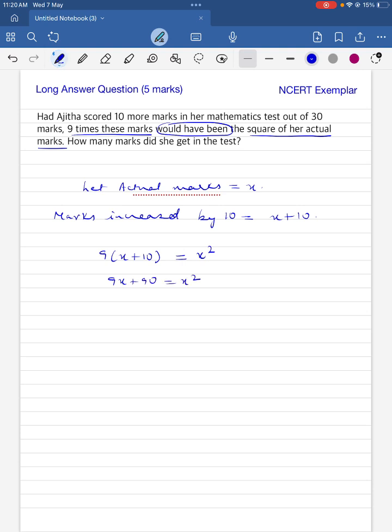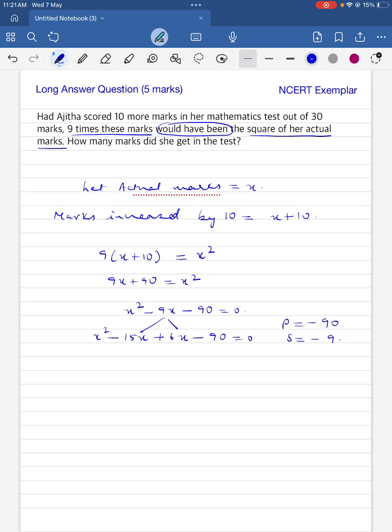Let me bring all the terms to one side of the equation and I would have x squared minus 9x minus 90 is equal to 0. So now we have to think of two numbers such that their product is equal to negative 90 and sum is equal to negative 9. Now the two numbers would be minus 15x and plus 6x, because 15 times 6 gives me 90, that is minus 15 times 6 gives me minus 90 and minus 15 plus 6 gives me minus 9. Okay, and then minus 90 is equal to 0.